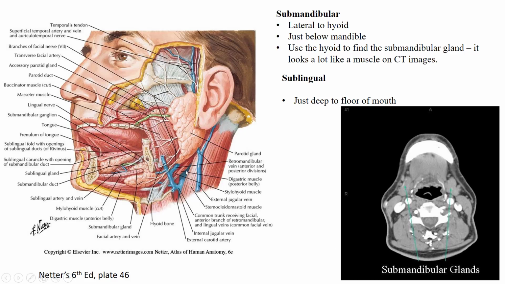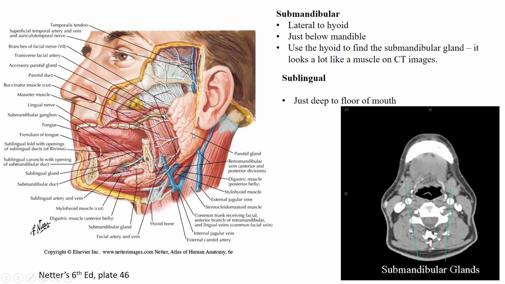The submandibular glands sit here, just lateral to the hyoid bone. So you can see the hyoid bone here on the CT image, and they sit just lateral to the hyoid bone. I'm having difficulty saying that this evening. They sometimes look a lot like a muscle, so be sure when you look for the hyoid bone that you look lateral to that to see the submandibular glands.